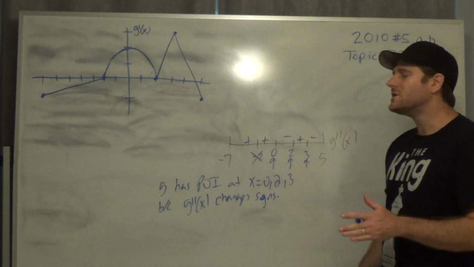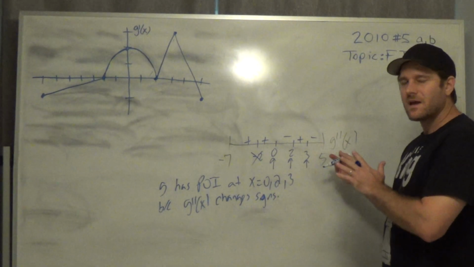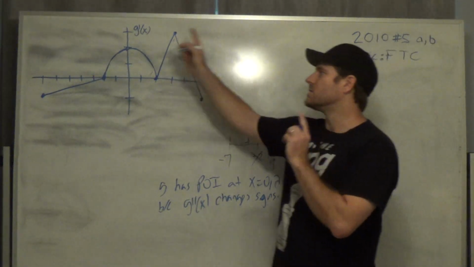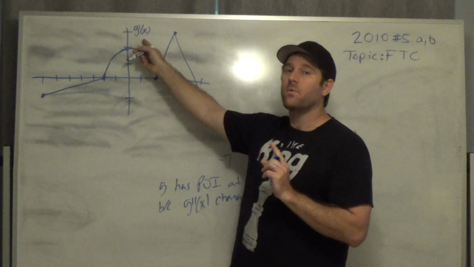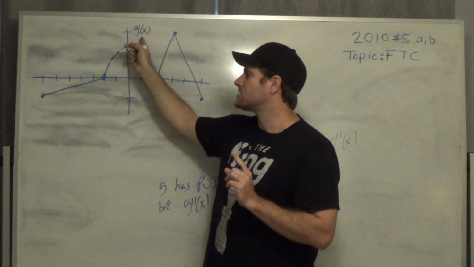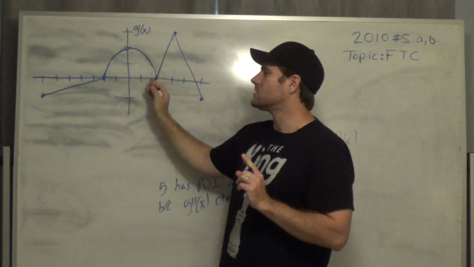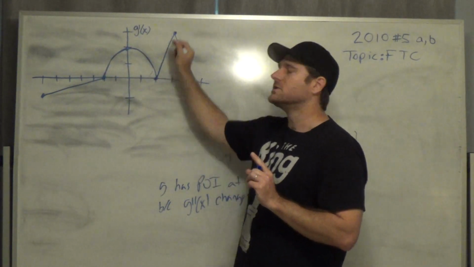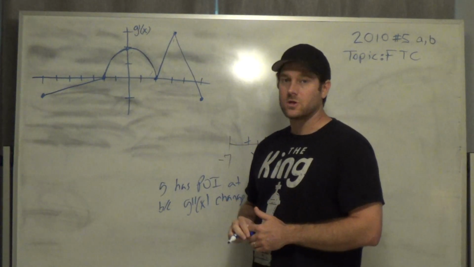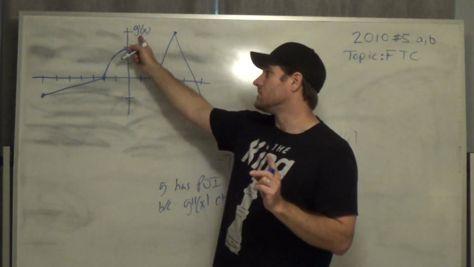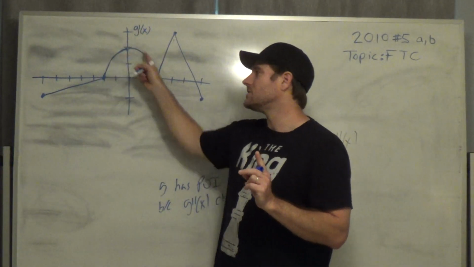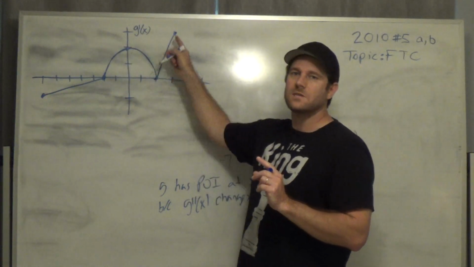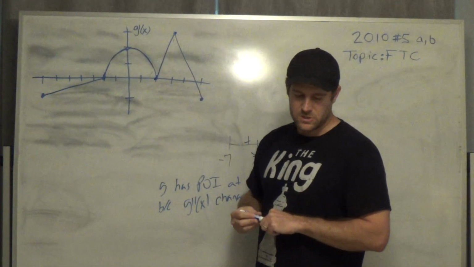What would you have to do if you did not make a sign chart? If you did not make a sign chart, you could talk about this graph. And you could say they are points of inflection because g prime x changed from increasing to decreasing, or from decreasing to increasing at those points. And that is another way to justify it.